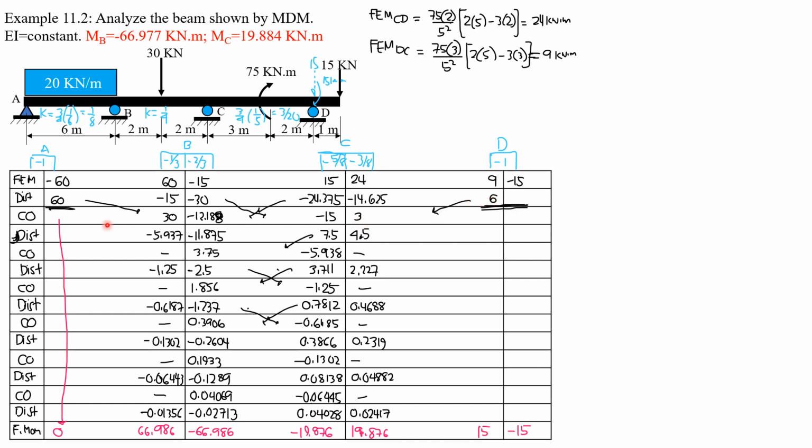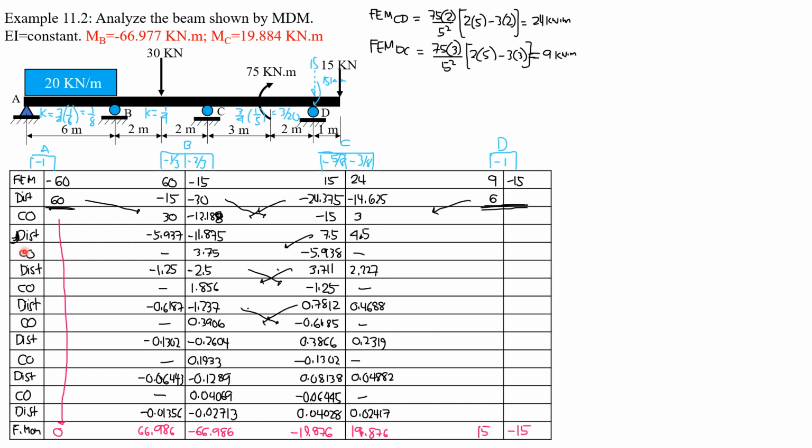So after that, the next step is we have to distribute. These are the new unbalanced moments. At joint B, 30 minus 12.188 times negative 1/3 is negative 5.937. Then replace 1 by 2, it is negative 11.875. Here, the unbalanced moment, negative 15 plus 3, which is negative 12, times negative 5/8, so 7.5. Replace 5 by 3, so it is 4.5.